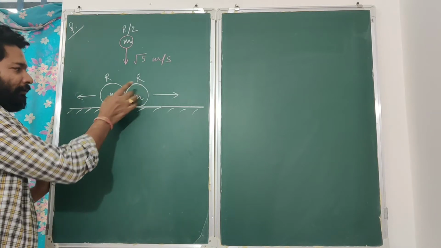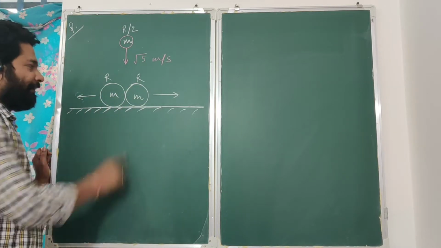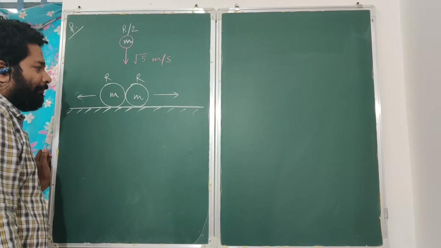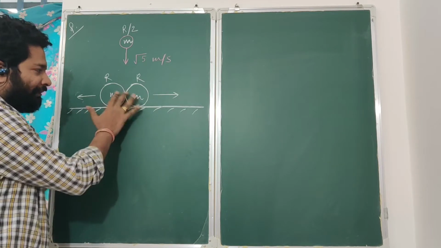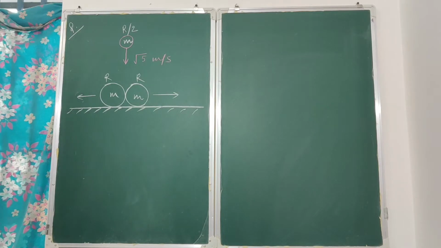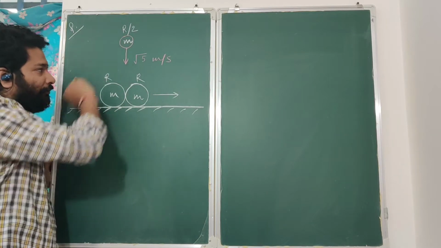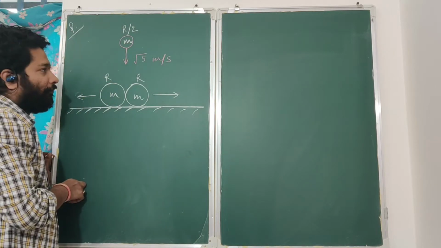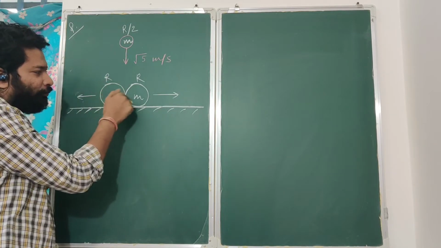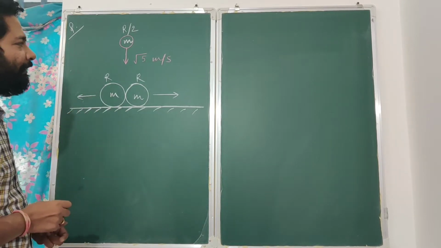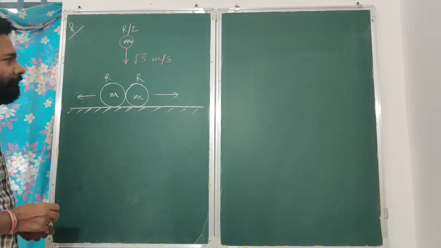There are two balls, each having mass m and radius r, spherical balls. They are kept at rest on some horizontal surface touching each other. Now there is a ball of mass m and radius r by 2 which is dropped from the top and it hits these two balls symmetrically. Let us say it is dropped with some velocity √5 meter per second.